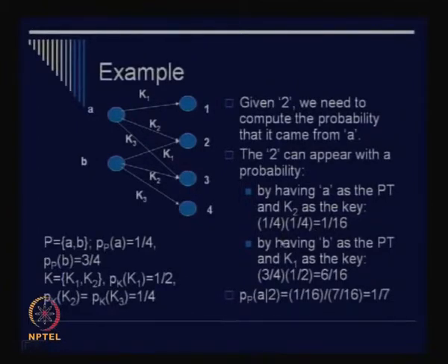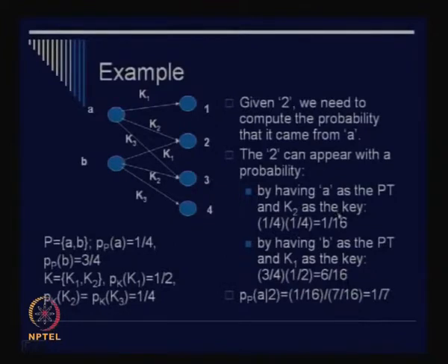Okay. The other case could be by having B as the plain text and K1 as the key. You see that? The other chance could be that B was the plain text and K1 was the key, right? Because K1 is chosen. So what is the probability of occurrence of B? It is 3 by 4. And what is the probability of occurrence of K1? It is half. So we multiply them and we obtain 6 by 16. So what is the total probability that 2 can occur? It is 7 by 16, right? So we have basically broken up the possibilities into 2 cases, right?